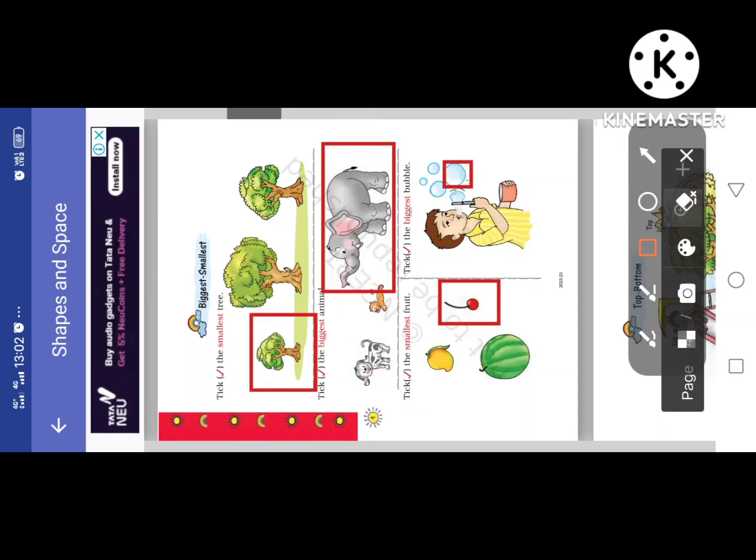I hope you have understood this much: bigger and smaller is used when we compare between two people, two things or two animals, and biggest and smallest is used when we compare among three people, three animals or three things.